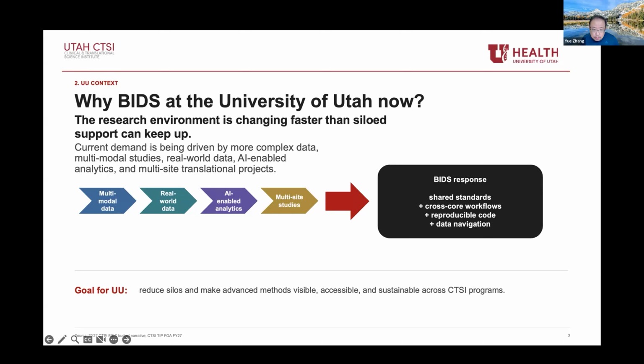The current challenge at the University of Utah is that siloed support doesn't always keep up with this complexity. So the BIDS response at the University of Utah is to build shared standards across the core workflow, reproducible code, and better data navigation across the CTSI programs. Our goal is to make advanced methods more visible, accessible, and sustainable while reducing the fragmentation across the bioinformatics, biostatistics, and data science support.